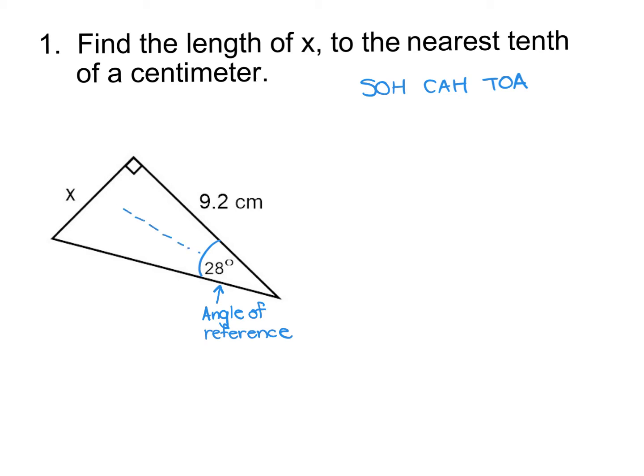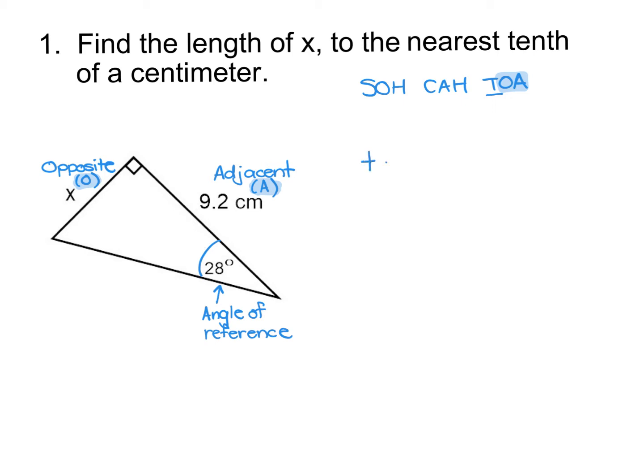Okay, so the side that's right across from the 28 degrees is our opposite, or O. And the side that's right next to the angle is our adjacent, or A. So we've been given side O, the opposite, and side A, adjacent. Now where can you find that on SOHCAHTOA? Right here, the TOA, O and A. So we're going to use tan to solve this triangle.